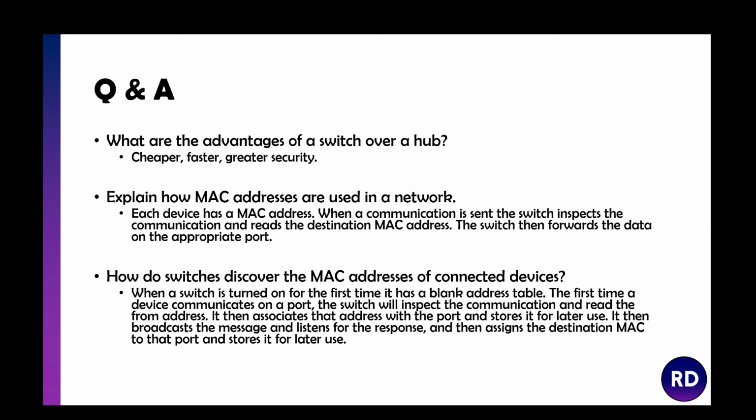How do switches discover the MAC addresses of connected devices? When a switch is turned on for the first time, it has a blank address table. The first time a device communicates on a port, the switch will inspect the communication and read the from address. It then associates that address with the port and stores it for later use. It then broadcasts the message and listens for the response and assigns a destination MAC to that port and stores it for later use.